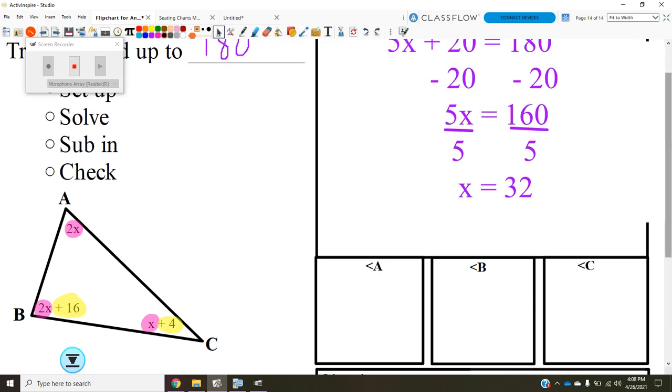Now, solving and finding all the angles is the exact same process we've been using in previous questions. We take the angles one at a time. So I'm picking angle A to start with. Angle A is labeled with 2x. So I'm subbing in 32 for x. 2 times 32 is 64. Angle B said 2x plus 16. So I'm subbing in 32. 2 times 32 plus 16 is 80.